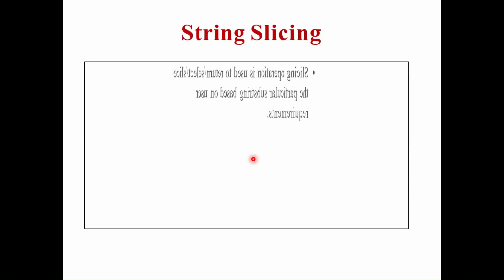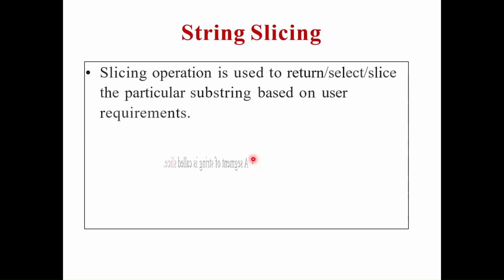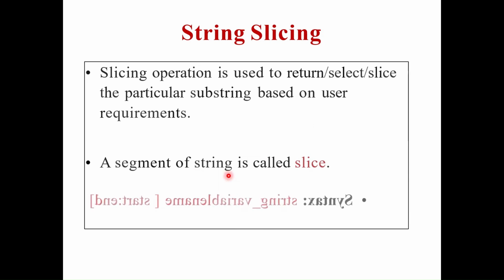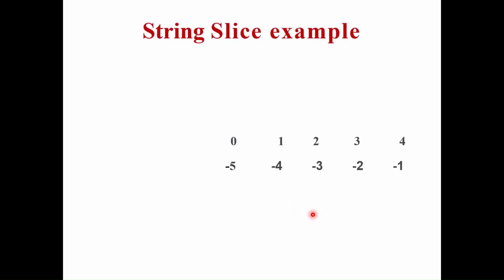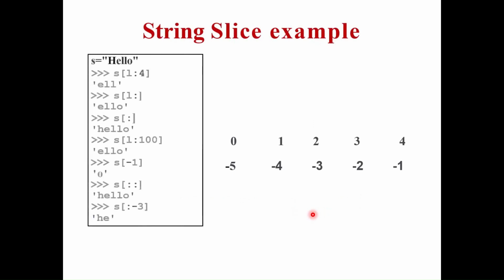Then next we are going to see about string slicing. Slicing means cutting or extracting a substring from the given string. A segment of a string, we call it string slicing. And we can get this string slicing using a formula. This specifies the starting and ending position. And here, if we see the example, we can easily understand it.